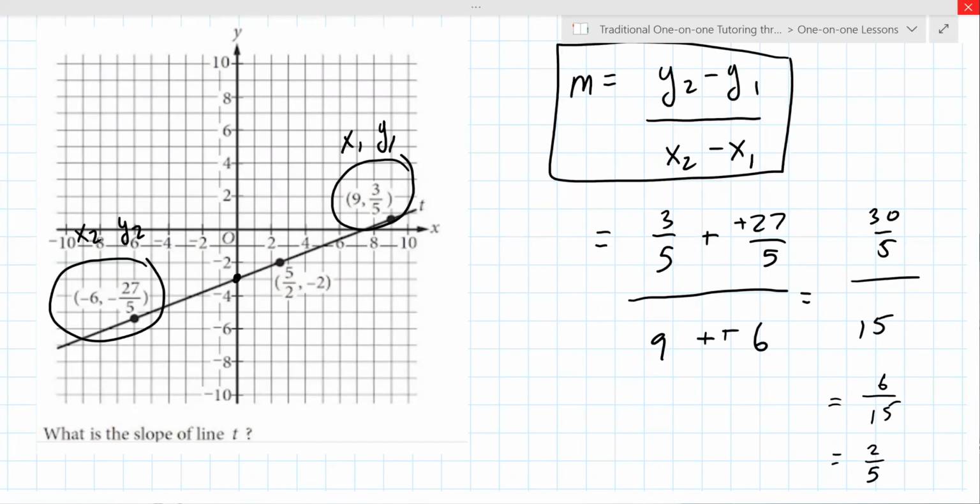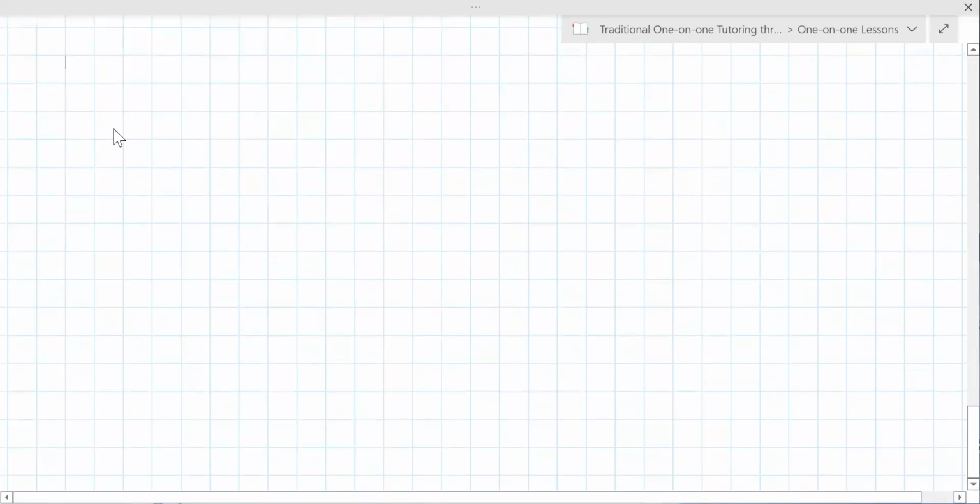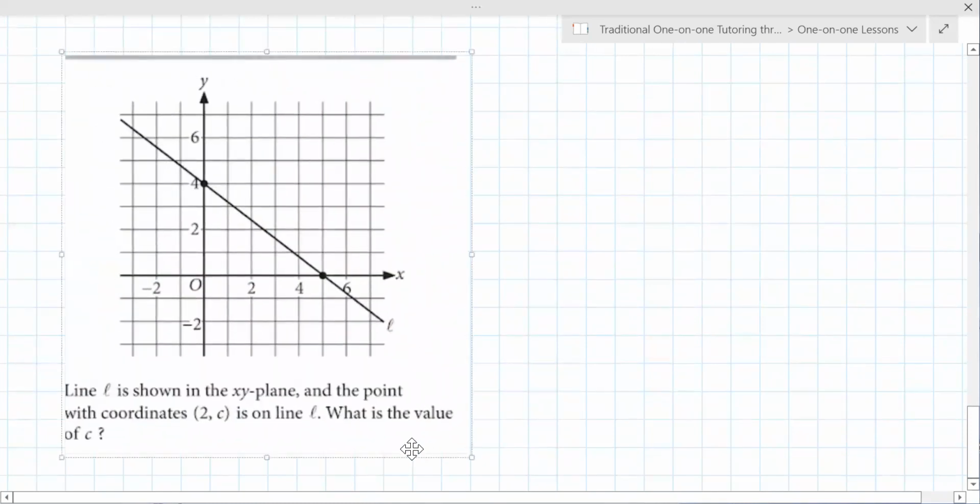But this one, it gets snipped in here. Again, it's going to be multiple choice, but as we mentioned yesterday, it's better, if you can, to just work them out. So this one says line L is shown in the xy-plane. There's line L. And the point with coordinates (2, c) is on line L. So the problem is we don't know where that is. We don't know if that's 2.5, 2.6. It's probably a fraction. So we can't get it directly. But what you could do is write the equation of the line.